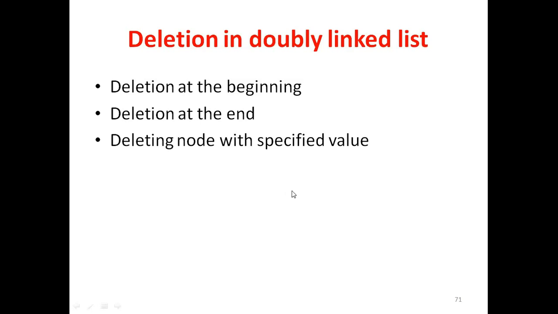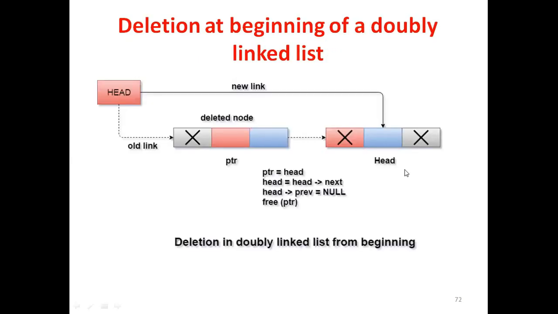Okay, so now let us start. Yeah, so the first case is deletion at the beginning of a doubly linked list. Now this is the doubly linked list, you can see it is having two nodes.